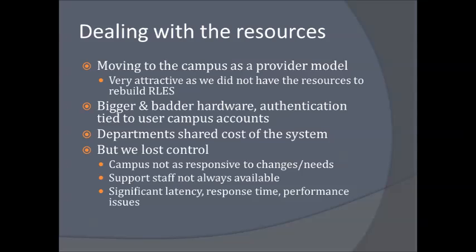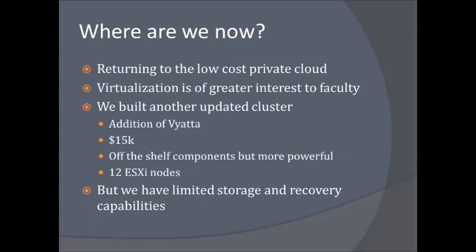They had bigger hardware, they had more powerful hardware, authentication was tied to student campus accounts, and departments shared the cost of the system. On the downside, we lost control of the system, so we could not see the entire thing. The staff was not always available, and the system became, in some cases, very unresponsive, and we had performance issues with the cloud. As a result, we've begun to rethink some of the decisions that led us to go with a campus-provided cloud. So where are we now?